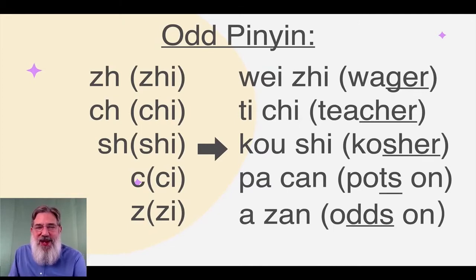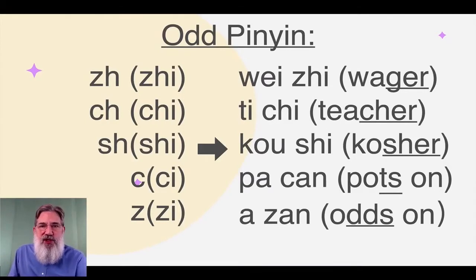p-a-c-a-n. Pa-tan, pa-tan. That's exactly the same sound. And similarly for odds-on. You're the odds-on favorite to do something. If you were to write odds-on in Pinyin, it would be A-Z-A-N, odds-on. So let's go to the top here. Wager, teacher, kosher, pa-tan, and odds-on.